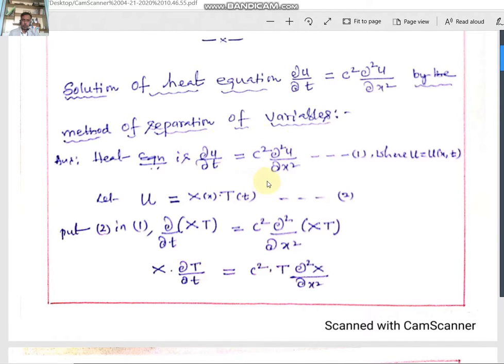Now, by the method of separation of variables, first assume the dependent variable u is equal to the product of two functions, one is an x function and another is a t function, X of x into T of t, and put this product into the given PDE, the heat equation. Dou by dou t of u, which is X into T, is equal to c square dou square by dou x square of u, which is X into T.